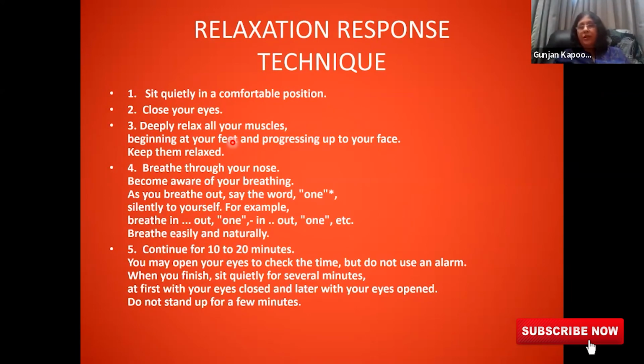You don't have to set an alarm. If you want, you can gently glance at a watch once to see how long you've been doing it. And after you feel that you are done for the day, you still keep your eyes closed for a time, then slowly open them, and then stand up after a while.